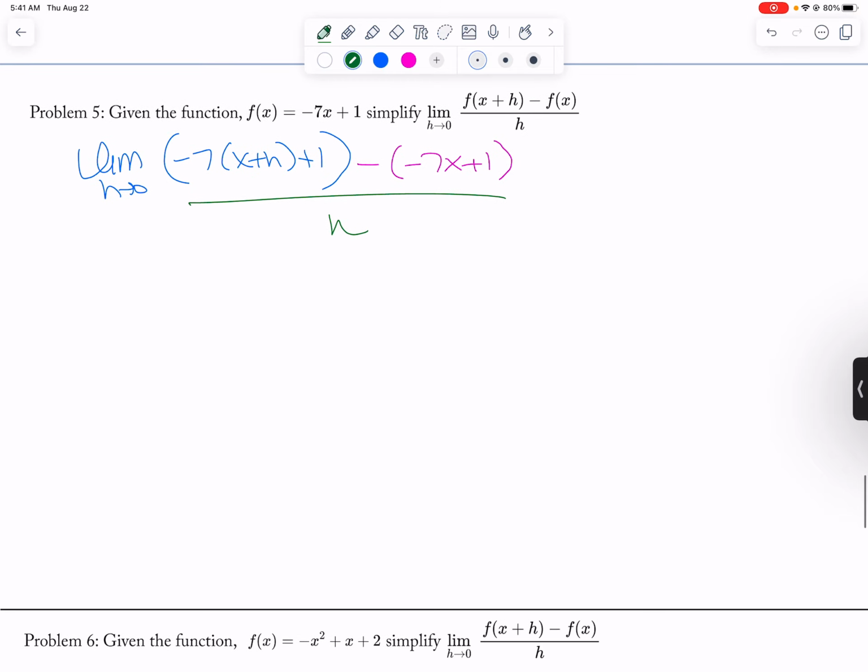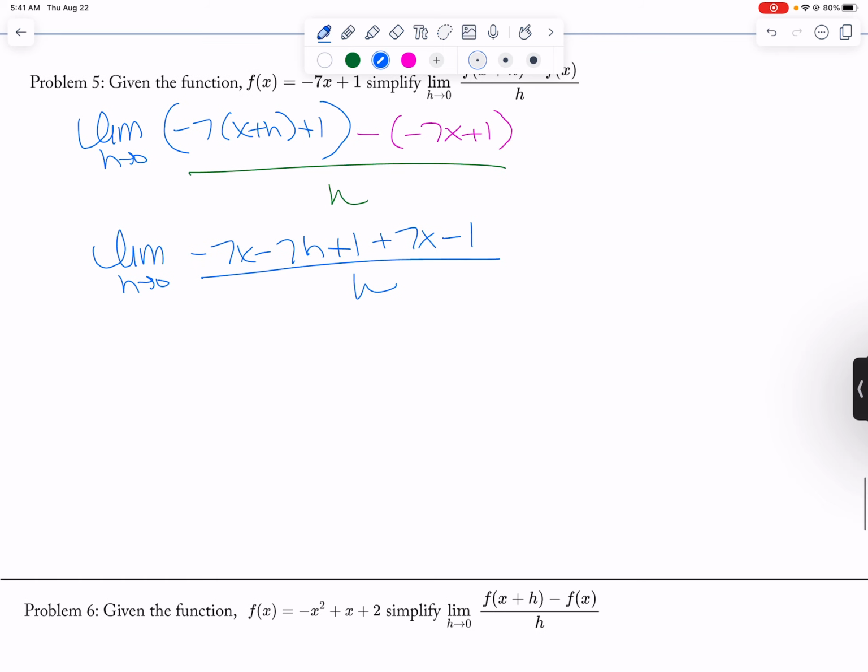Okay. The limit as h approaches 0, negative 7x minus 7h plus 1 minus negative 7x, minus 1, all over h. I was like, there's so many minuses. You guys are going to totally not like me when I show you the shortcut. The 7x and the 1 cancel, so I'm left with the limit as h approaches 0, negative 7h over h, so negative 7.